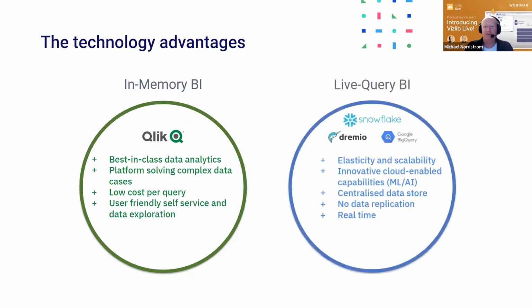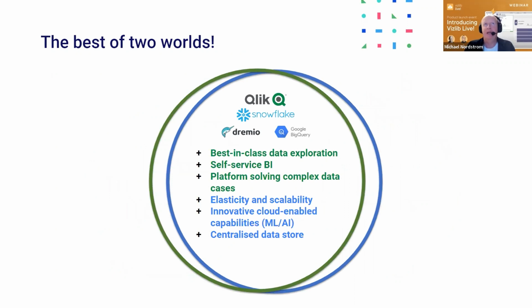The modern cloud platforms such as Snowflake have other advantages. The elasticity and scalability of those platforms is unparalleled, and we see that we have easier access to things like machine learning and artificial intelligence solutions that we can combine with our analysis to make better decisions. Also, the data is typically centralized in one data storage where there is no need for data replication. And it also means that we can access data more in real time than we otherwise would. So when we combine that, we get what we call the best of two worlds in Vizlib Live.